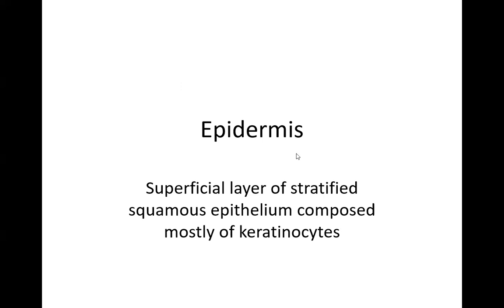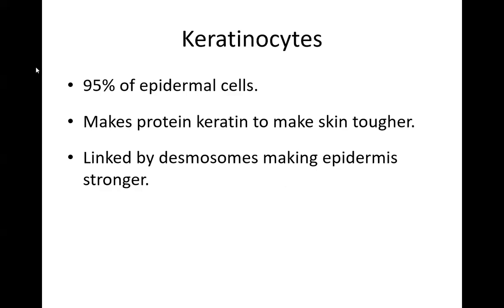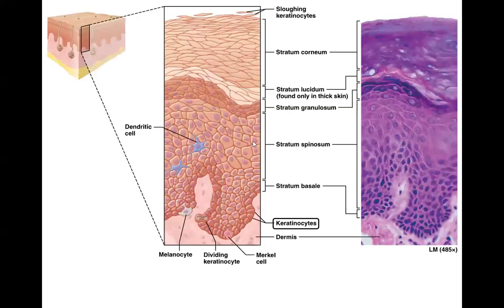Now you have the epidermis, the upper layer. That's the superficial layer of the stratified squamous epithelium, and it is composed mostly of keratinocytes. They make up 95% of the epidermis cells. These keratinocytes, also known as corneocytes, make the protein keratin to make the skin tougher, and they are linked by desmosomes, making the epidermis stronger.